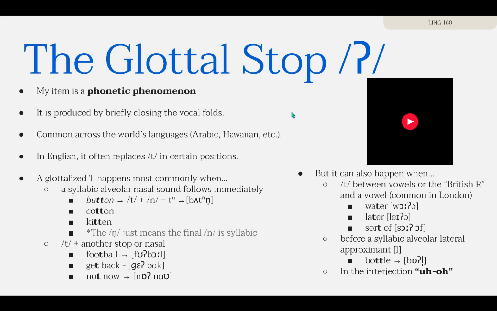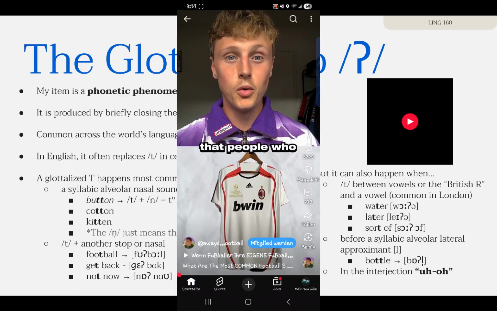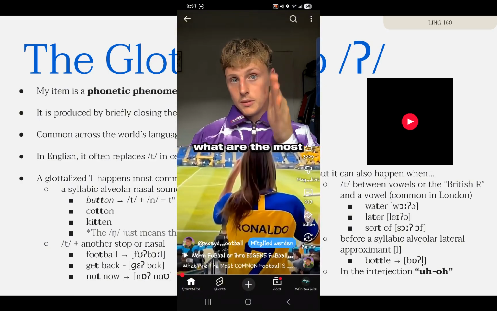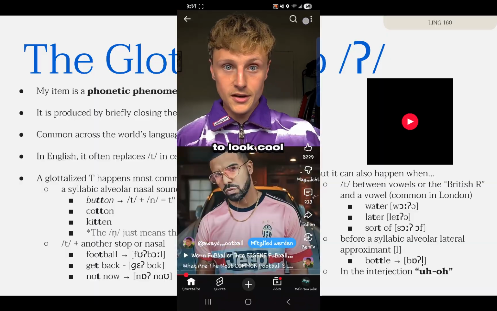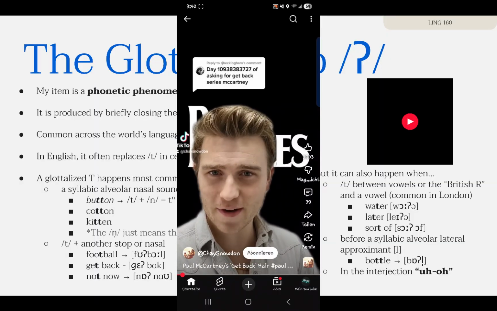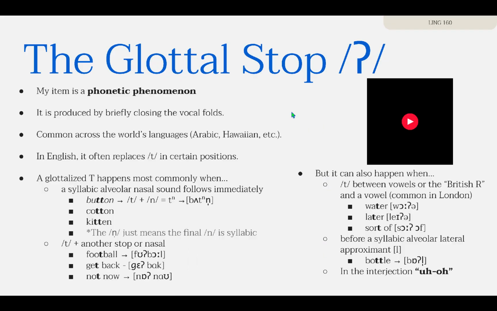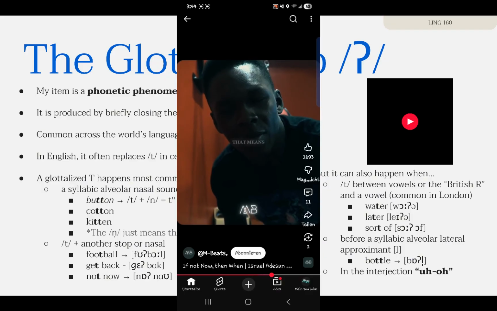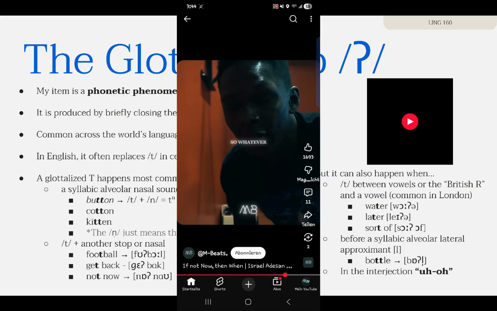The N with a little mark at the bottom represents the syllabic N. The glottal stop also occurs when T is followed by another stop or nasal, as in football, get back, not now.